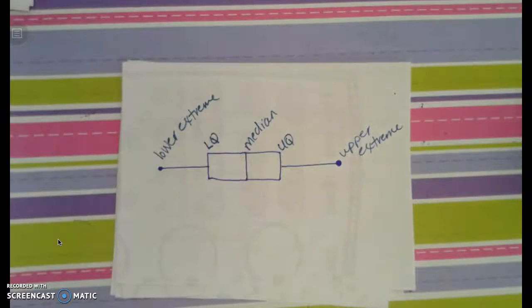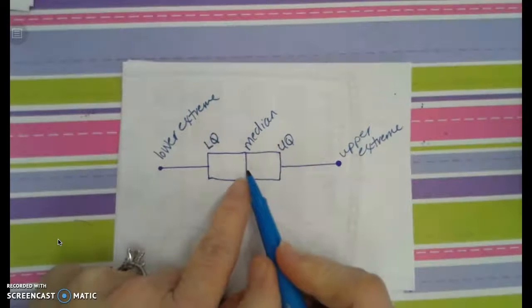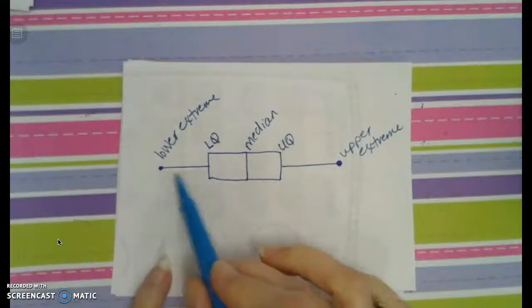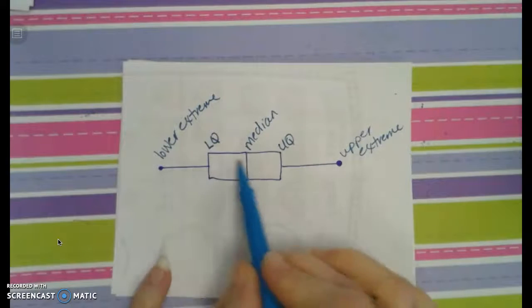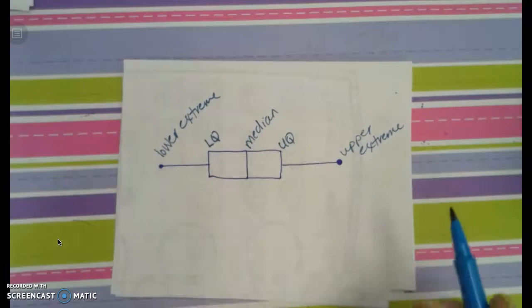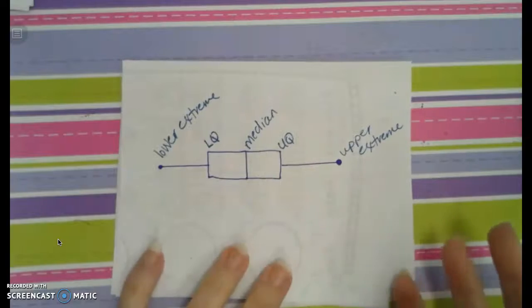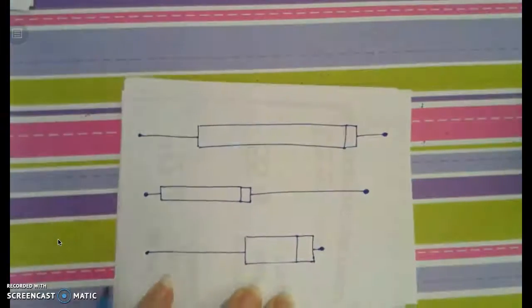Now remember that the median, that's where half of your information comes. Now I kind of drew this one symmetrical, where each piece looks about the same, but they're not going to always look that way because sometimes the numbers are really spread out. So I just drew some different box and whiskers.